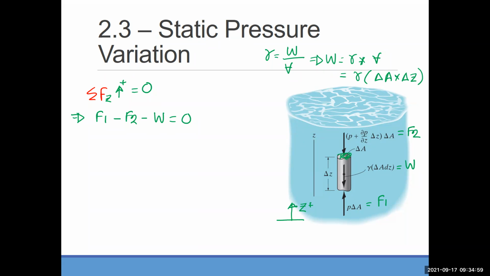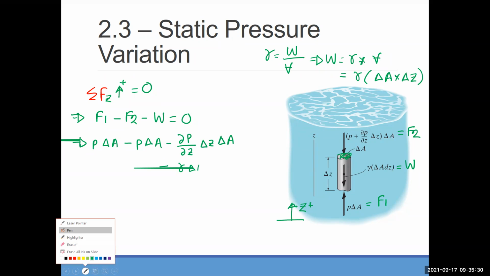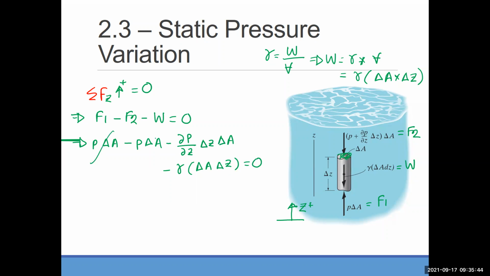While you are working on that, I will write down here. So F1 is what? P delta A. F2 will be dP over dz, delta Z, delta A, right? And the W will be what? Gamma delta A delta Z. Delta Z goes to 0, right? Now I can cancel these two. Finally, if I move this one to the other side, gamma delta A delta Z. Now I have delta A, delta Z on both sides.